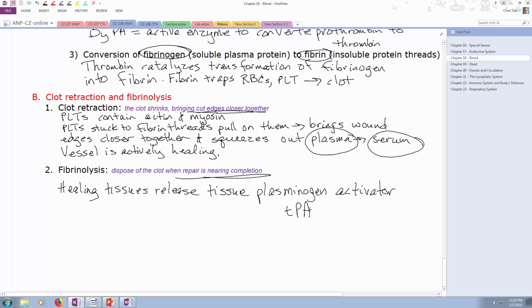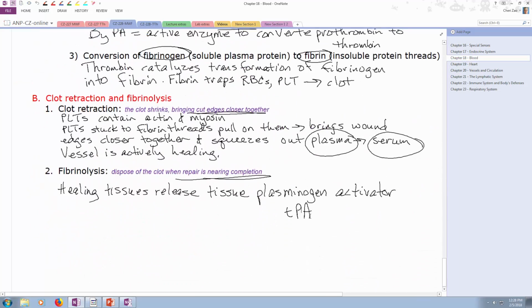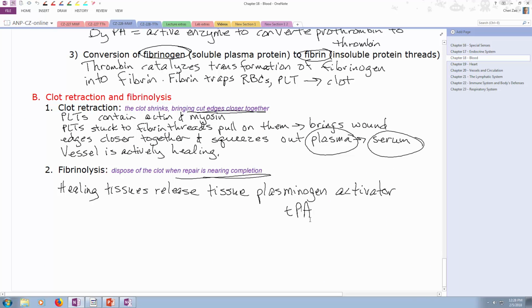Because if you take a look at the previous picture, you can actually make that even more compact, and that's what clot retraction is all about. Platelets pulling on the fibrin threads, bringing everything close together, squeezing things out. So now we have TPA being produced. This will start a local cascade of enzymes which will digest away the clot.